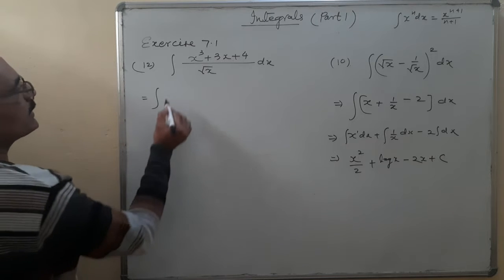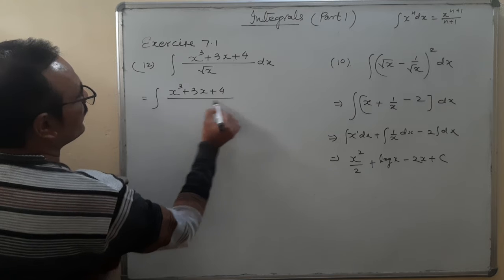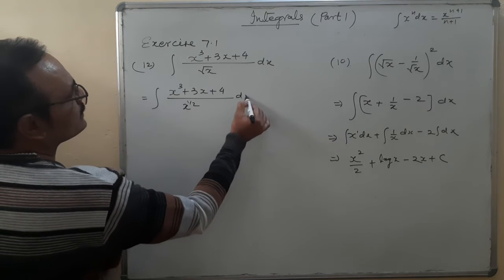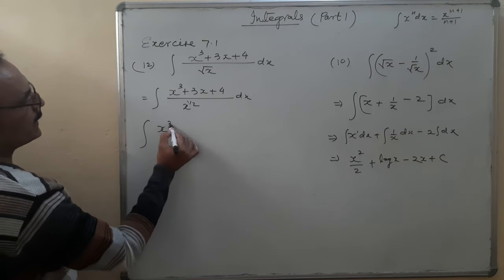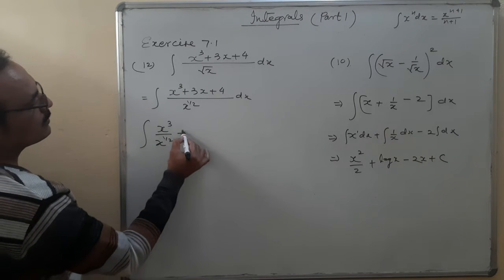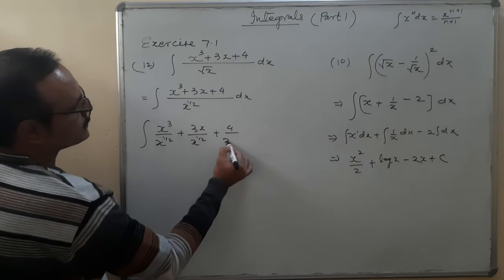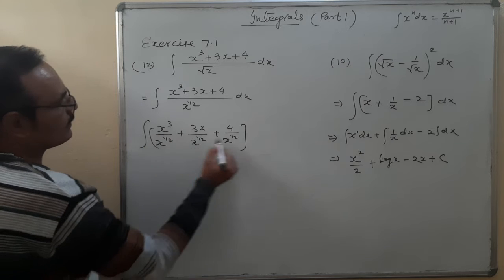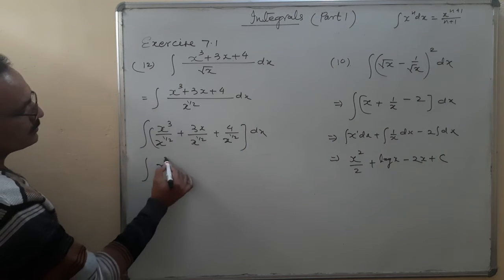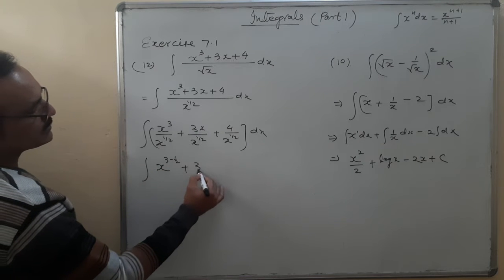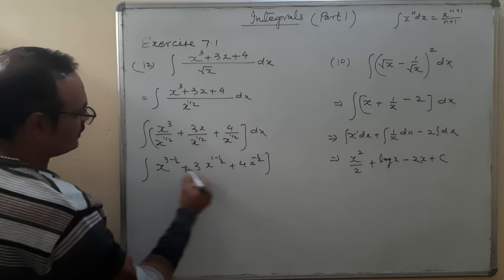So I can write x cube plus 3x plus 4 upon x to the power 1 by 2 into dx. What is the meaning of this? x cube upon x to the power 1 by 2 plus 3x upon x to the power 1 by 2 plus 4 upon x to the power 1 by 2. That becomes x to the power 3 minus 1 by 2 plus 3x to the power 1 minus 1 by 2 plus 4x to the power minus 1 by 2 into dx.